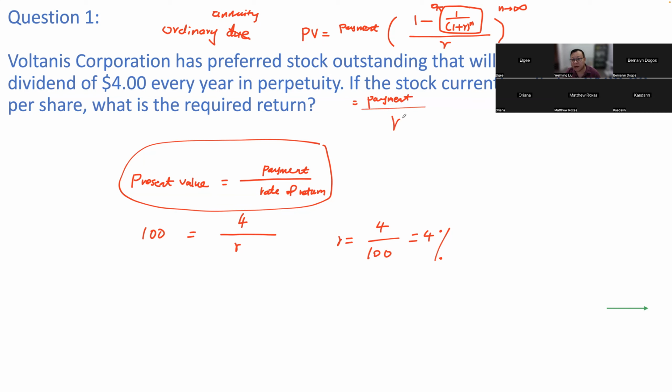Payment divided by r, right? Because this part is 0. Okay, does this make sense?